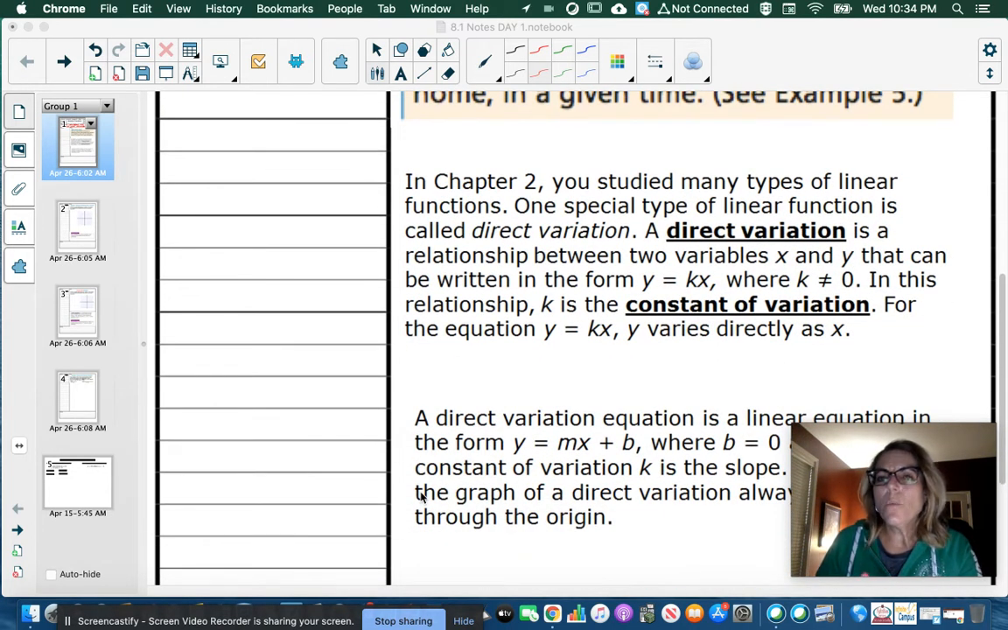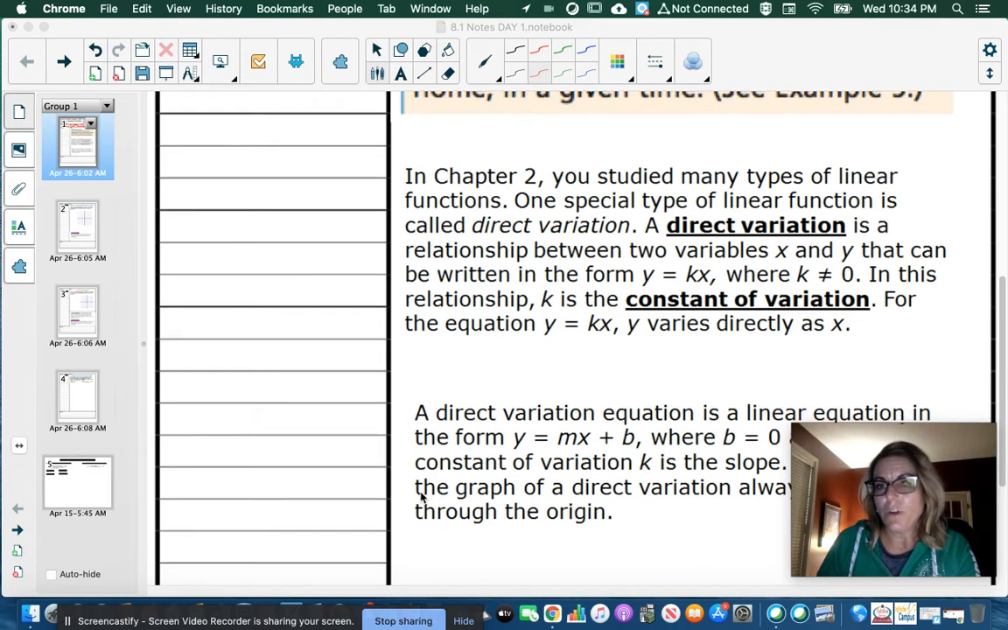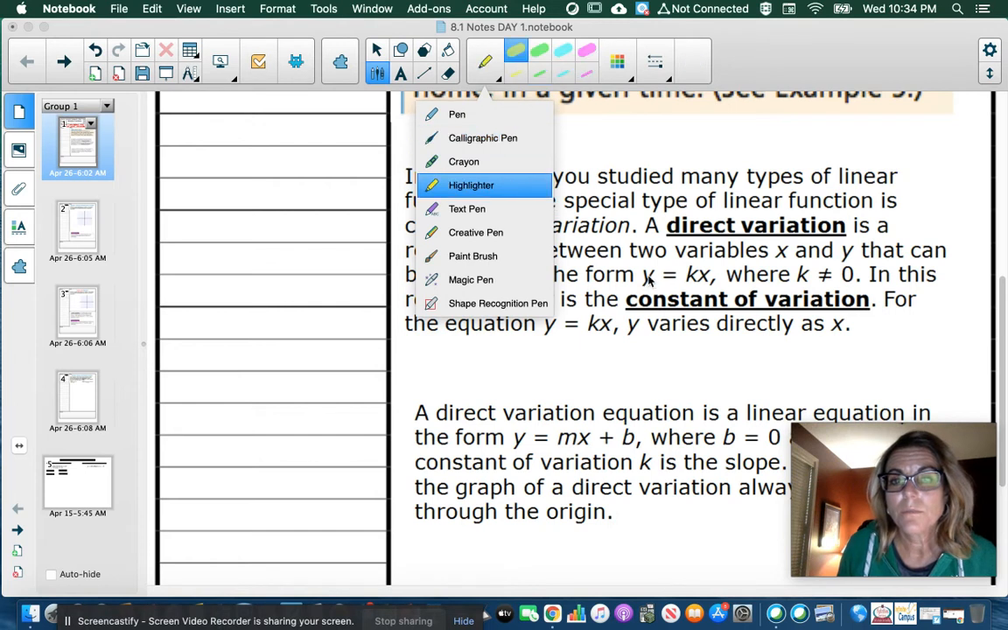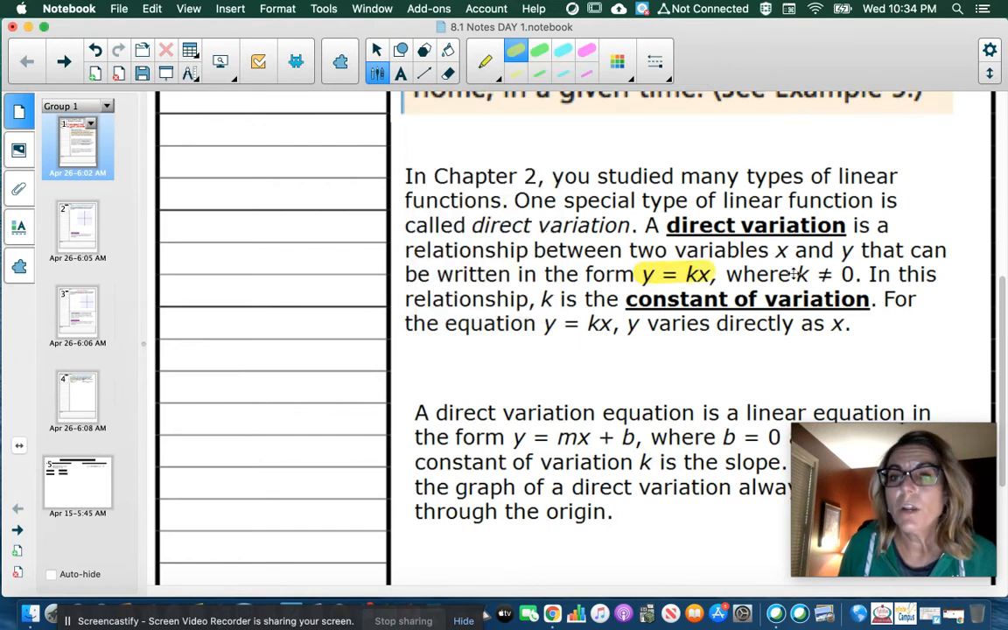So, we have studied many types of linear functions, and a special type of linear function is called a direct variation. Basically, it's a relationship between two variables, x and y, that can be written in the form y equals k times x, where k cannot equal 0. In this relationship, k is the constant of variation.